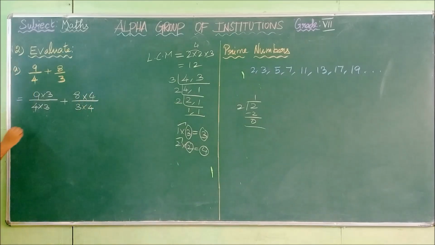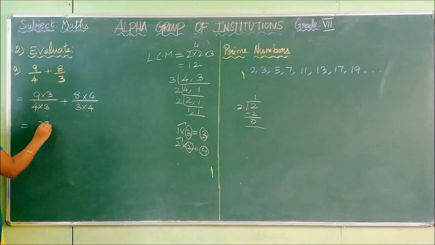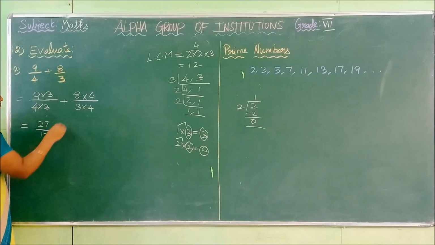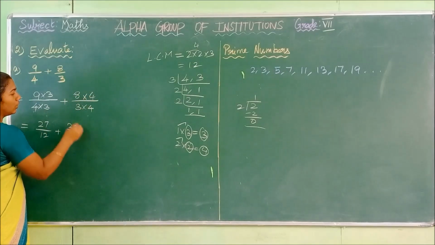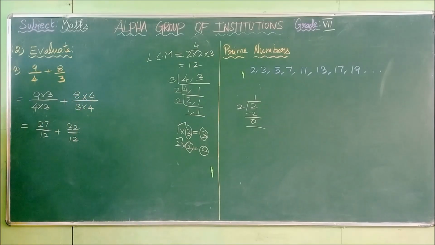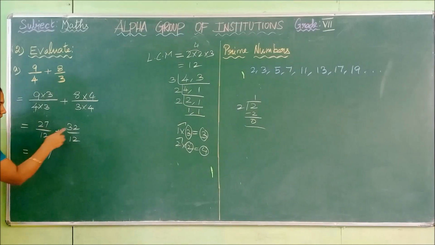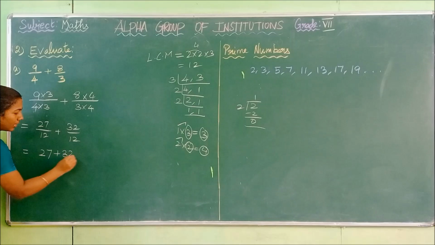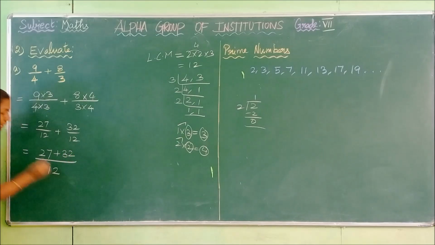Do you understand? So what is the answer? 9 3s are 27, 4 3s are 12, plus 8 4s are 32, 3 4s are 12. Thus we have changed the unlike fractions into like fractions. Also, both denominators are the same. Now we can add the fractions by adding their numerators. So 27 plus 32 by 12.